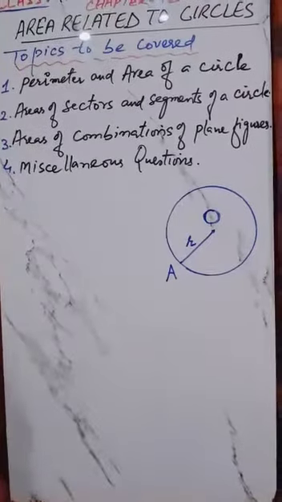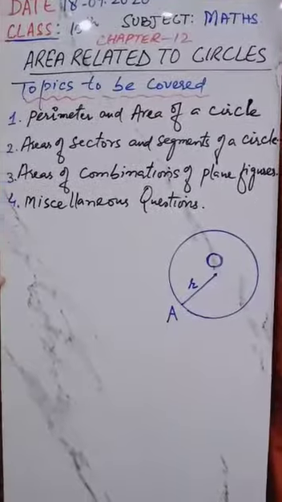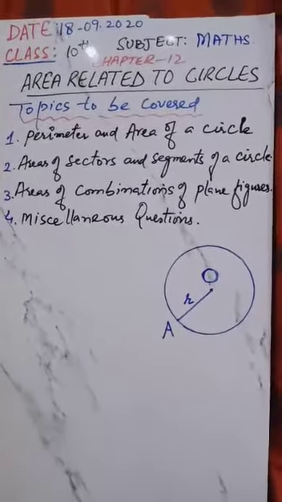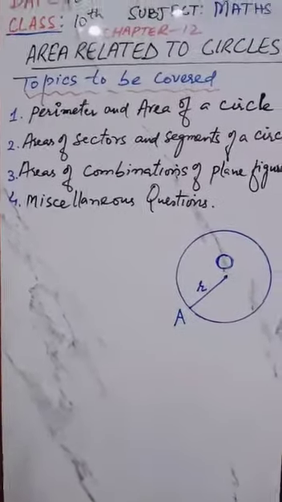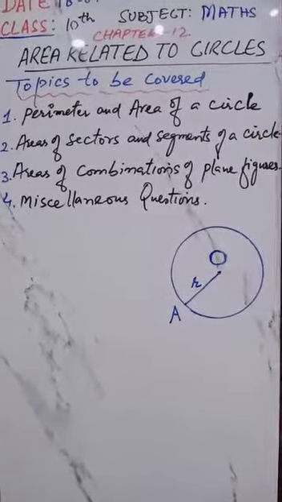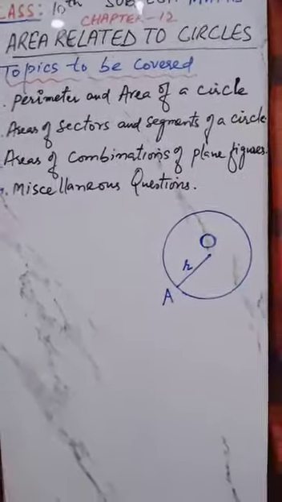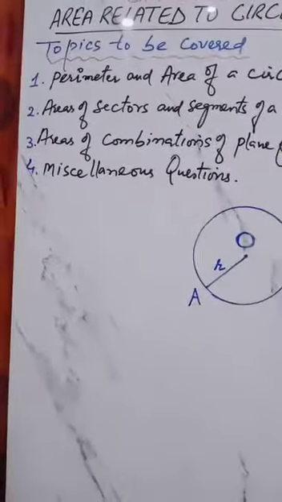Good morning, students. In this video we are going to discuss the new chapter, chapter number 12, a very important chapter. The name of the chapter is Area Related to Circles, chapter number 12. And in this chapter we are going to cover the topics.